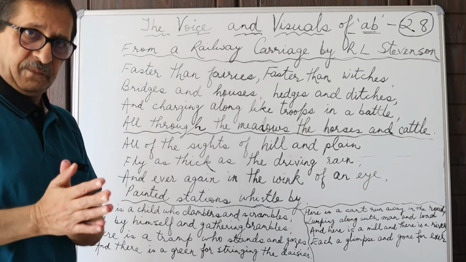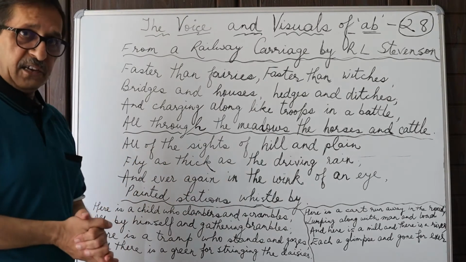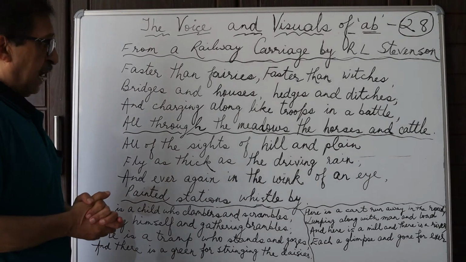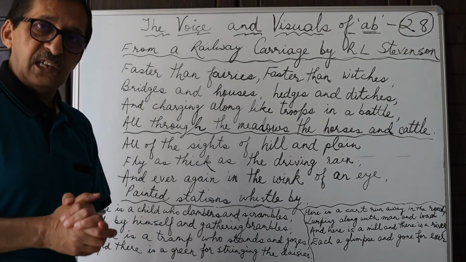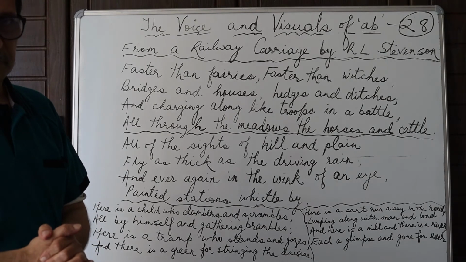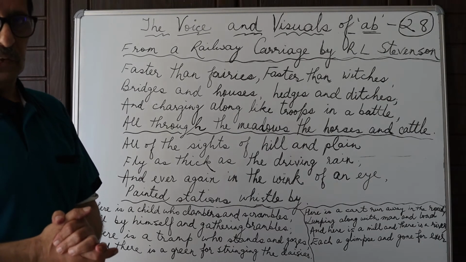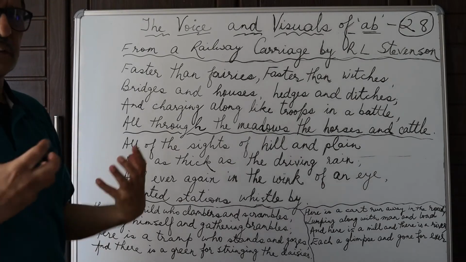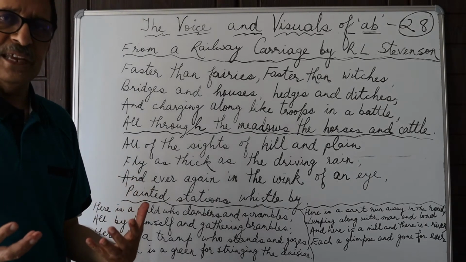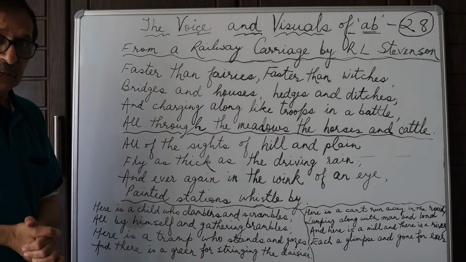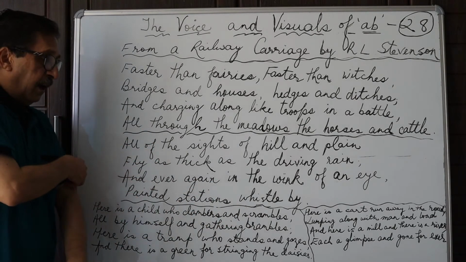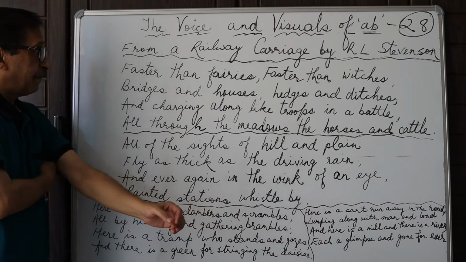And if we read it like this, as I say, faster than fairies, faster than witches, bridges and houses, hedges and ditches. Well, as I said, that is for the second reading, when we are explaining that particular poem. But then the first reading has to be a little more speedy. So something like this. And you know, model it on our "bachcho rail dikhaye".